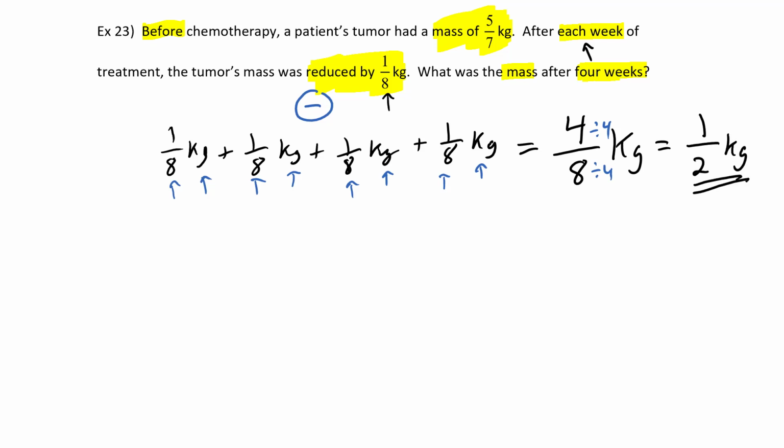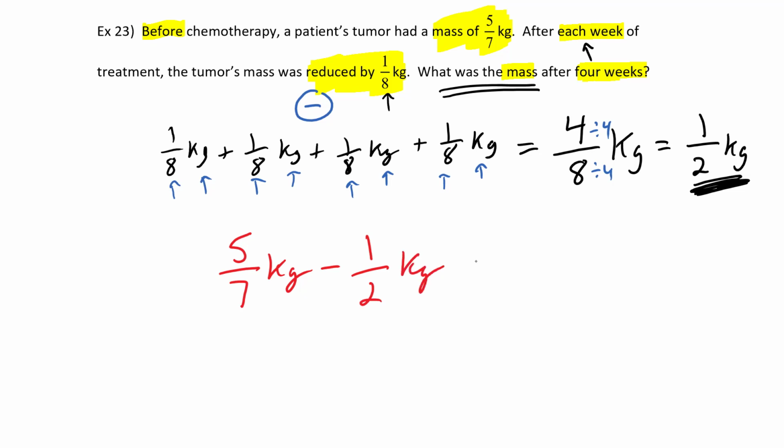Now be careful. The question asks, what was the mass after 4 weeks? Not how much mass was lost after 4 weeks. How much mass was remaining? So here we have to build that formula. The initial mass was 5 over 7 kilograms, and after 4 weeks, we're losing half a kilogram. What is the answer to this?